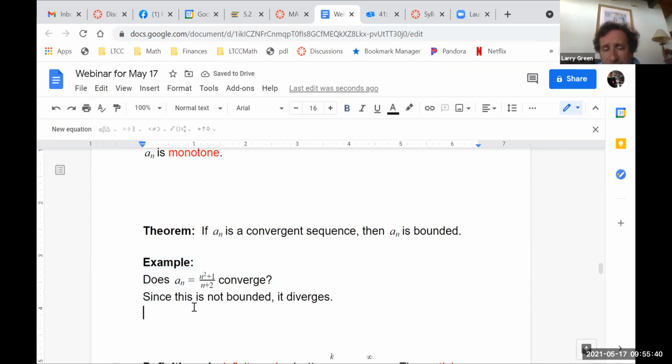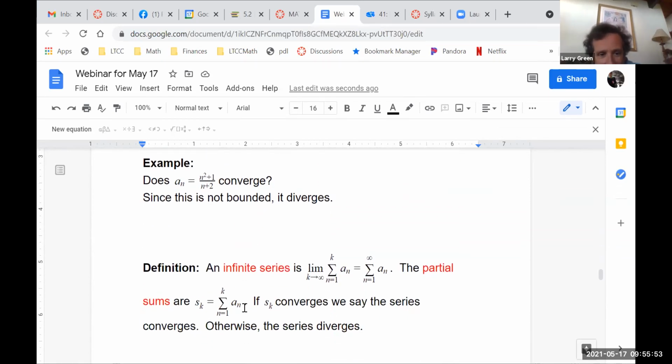So the theorem can be misleading because it looks like you use it to show convergence, but you actually use it to show divergence. Okay, any questions on that? Again, a lot of details today.